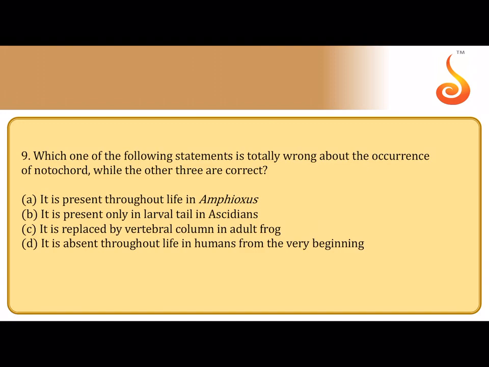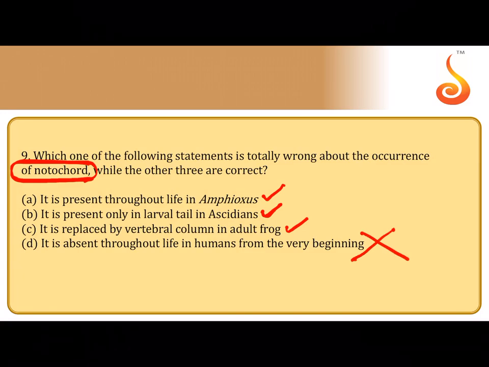Which one of the following statements is totally wrong about the occurrence of notochord? So what we should focus on here is the notochord. It is present throughout the life in Cephalochordata or Amphioxus or Branchiostoma, correct. It is present only in the larval tail in Ascidia, which is a Urochordate, it is correct. It is replaced by vertebral column in an adult frog, it is correct. It is absent throughout the life in humans from the very beginning is false, because notochord is present in humans during embryonic development, and as you all are aware, during the later stages it gets replaced by vertebral column. So only the last option is incorrect.